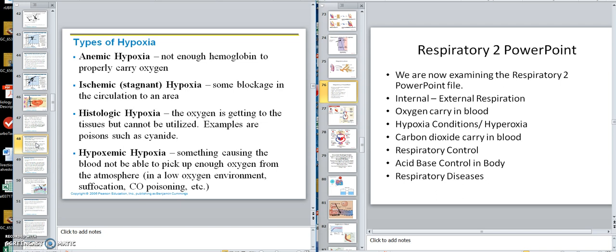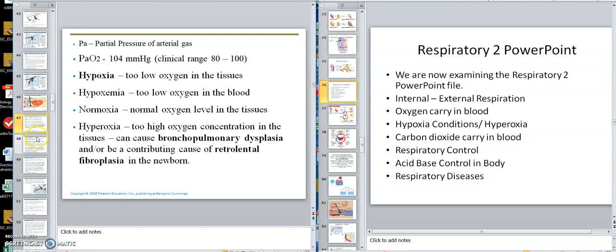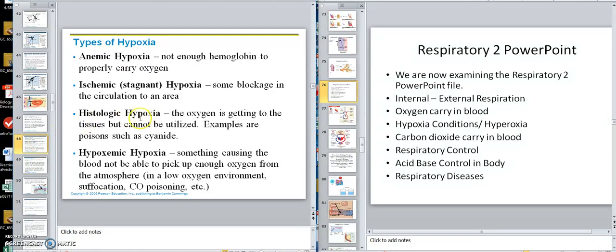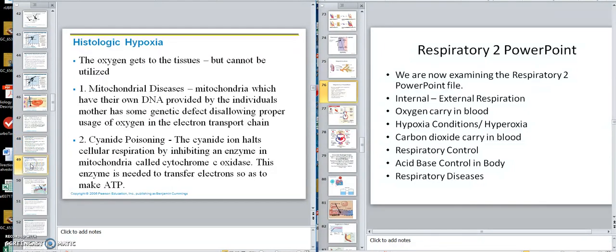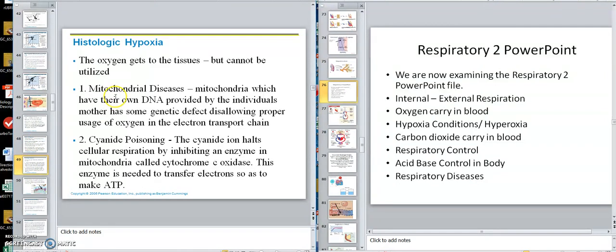And then hypoxemia, something causing the blood not to be able to pick up enough oxygen, which could be CO poisoning, too much carbon monoxide. So let's just see what we got. All right. So we go to histologic hypoxia. Histologic hypoxia: the oxygen gets to the tissue but cannot be utilized.